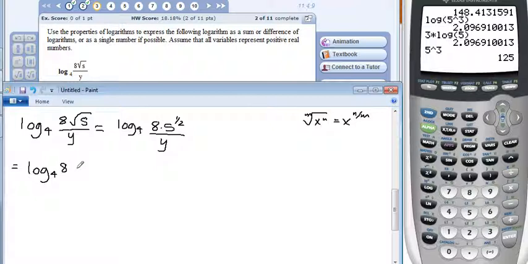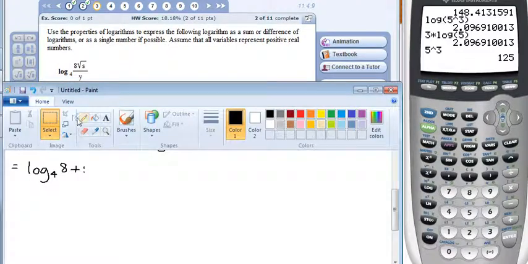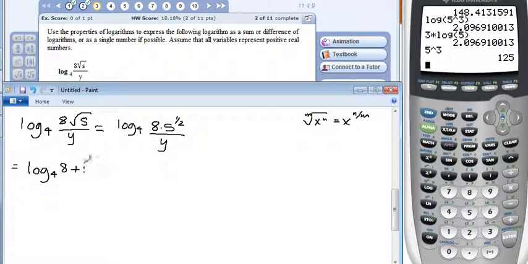I have a times there, so I'm going to say plus, because multiplication is addition, s to the 1/2, minus, because here's division. Sorry, get rid of that, I forgot my log. Plus log, each one gets its own log, base 4 of s to the 1/2, minus log base 4 of y. Each one has to have its own separate log.